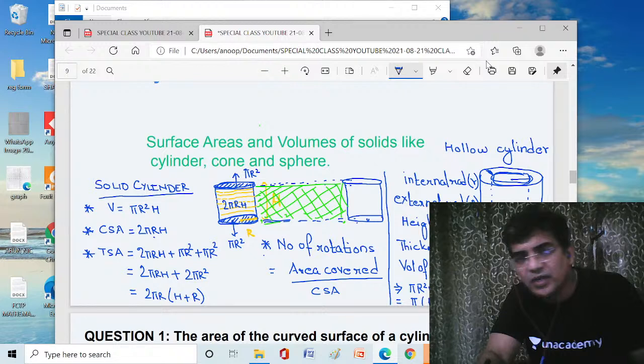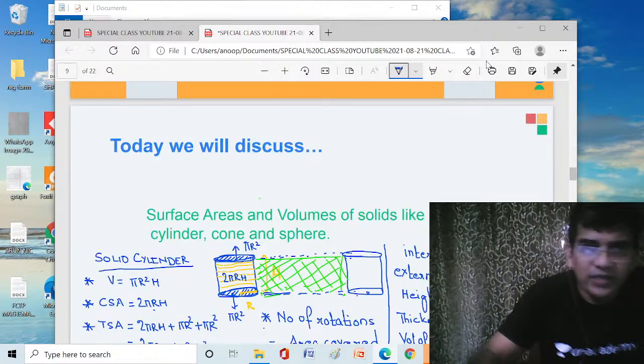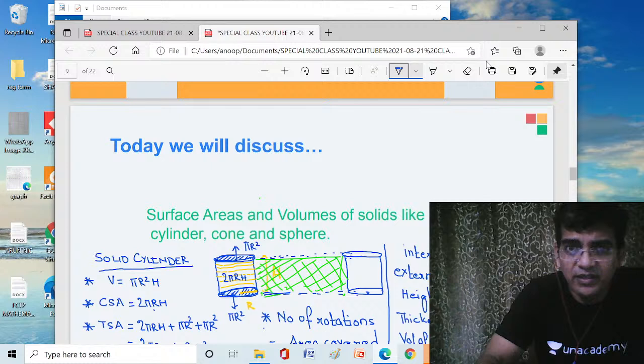Now coming to the surfaces of a hollow cylinder, right? Let's see how many surfaces the hollow cylinder has. Let me explain here. How many surfaces does a hollow cylinder have? Let me mark these surfaces with different colors to explain.